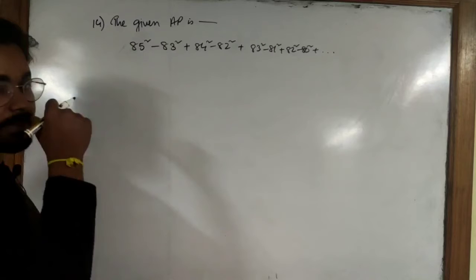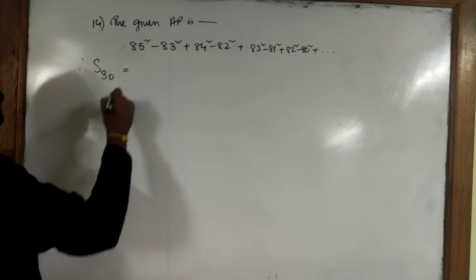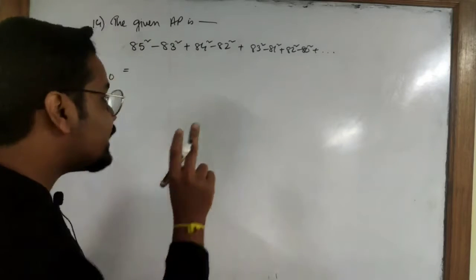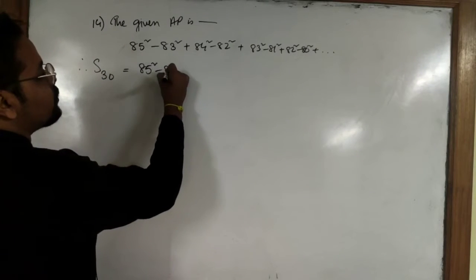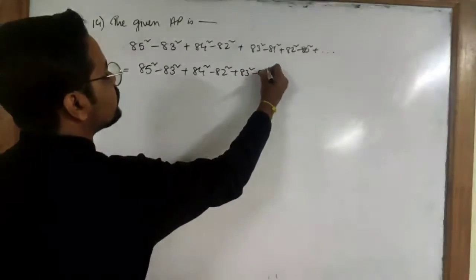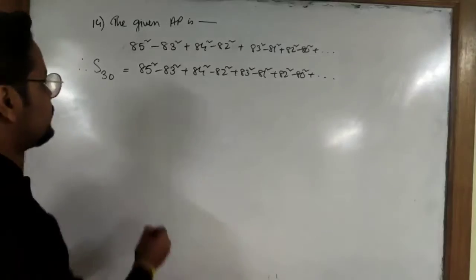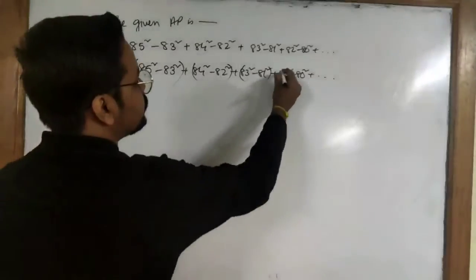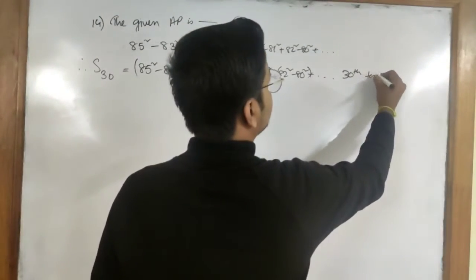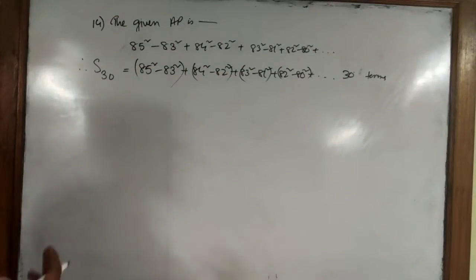So let us find the sum. Therefore, S30 will be equal to, we will not use the formula right away, but we will use the formula later, and first check it in a different way. 85 square minus 83 square plus 84 square minus 82 square plus 83 square minus 81 square plus 82 square minus 80 square. What we will do here is make pairs, these two, these two, these two and these two, up to 30 terms. We have to find the sum of 30 terms.